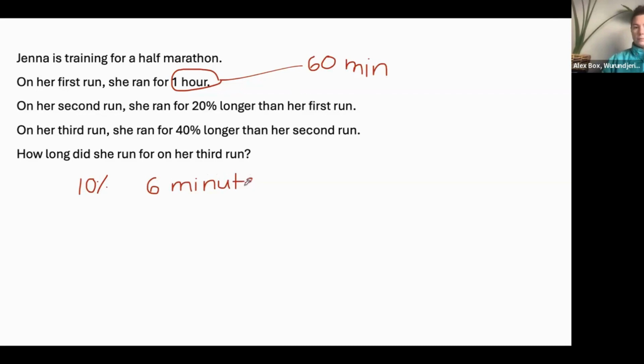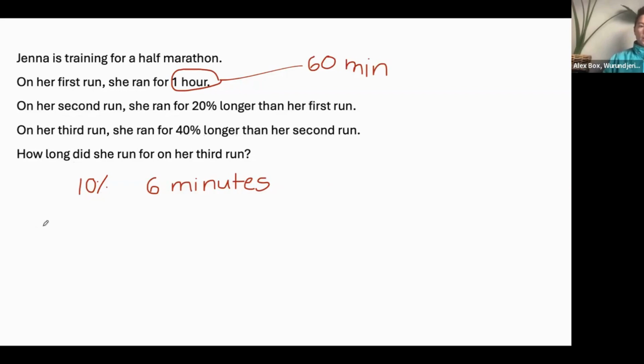Let's read the problem again. Jenna is training for a half marathon. On her first run, she ran for 1 hour, which is 60 minutes. On her second run, she ran for 20% longer than her first run. On her third run, she ran for 40% longer than her second run. Okay, so we're going to have to figure out how long the second run was first.